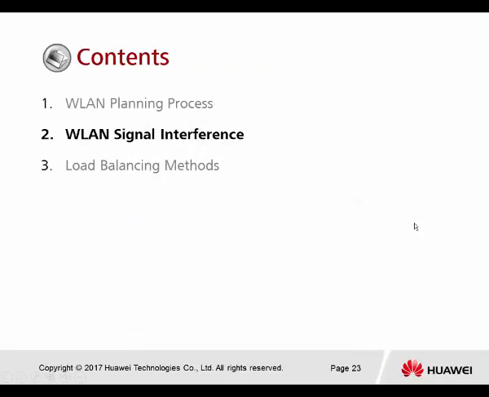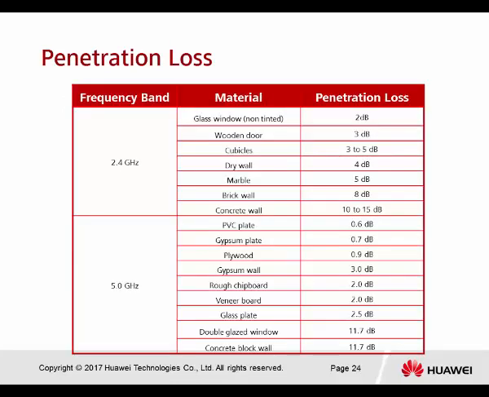Content number 2. WLAN signal interference. This is the penetration loss. So they show the different materials. When the radio signal wave passes through a glass window, for those non-tinted, it will lose 2 dB. The wooden wall will be 3 dB. Depending on what kind of material, the loss will be different.